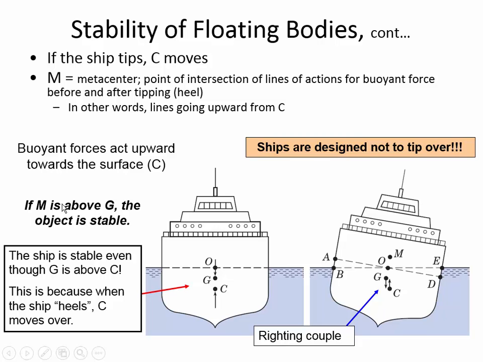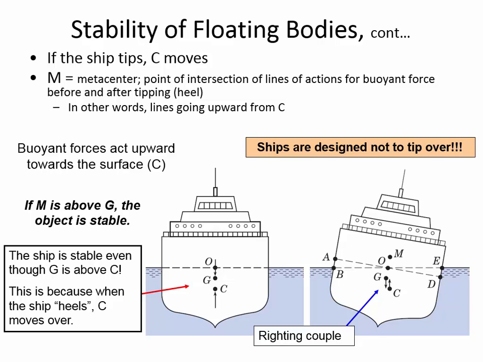So what we can deduce is that if the metacenter is above the center of gravity, then the object is stable. So what you have to do is you have to find out if M is above G, because that's going to be our new criteria for what makes a boat stable. If M is below G, then the ship will tip over.